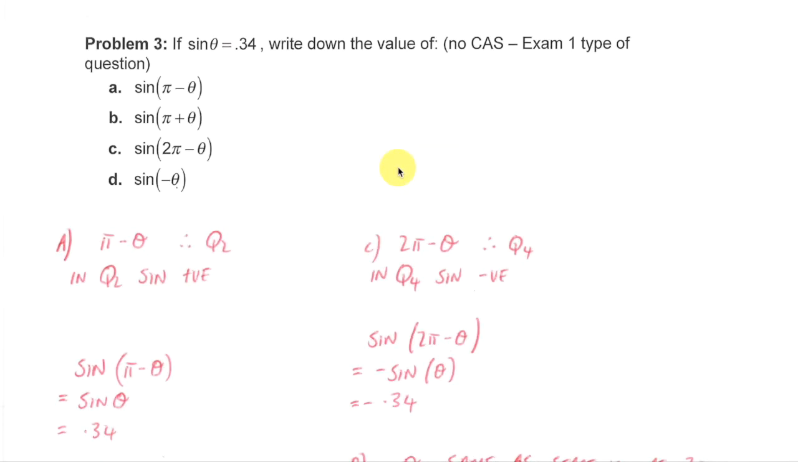Look at problem 3. This again involves symmetry. Notice you're not allowed to use your CAS for it. So if sine of an unknown angle is equal to 0.34, then we need to write down the following. But what we need to do here is just assume that this theta is an angle in the first quadrant. So for A, we've got sine of pi minus theta. So what we need to do first of all is work out what quadrant we're in. Then we'll determine whether it's a positive or negative version of this 0.34. So we've got pi minus theta.